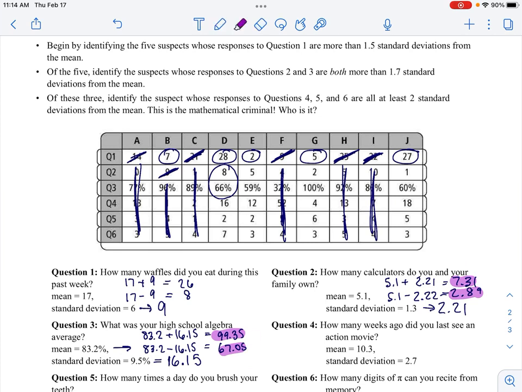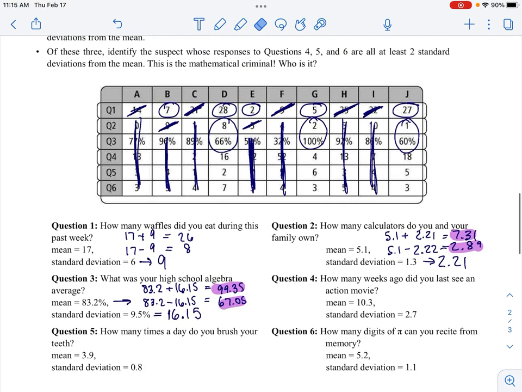Suspect E, 5 is within this range, so he is no longer a suspect. 59 is outside, but both of them needed to be outside. G, 2 is smaller than 2.89, and 100 is larger, so he is still a suspect. And then we need to look at the last one as well. 1 is also smaller, and 60 is smaller, so suspect J is still a suspect.